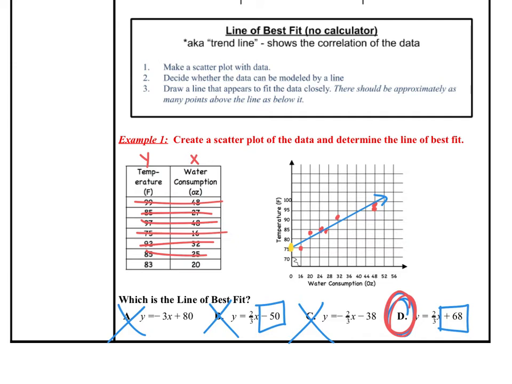So we're approximating. The biggest thing I need you to be able to do is make an approximate line, and then use your best judgment to see, okay, approximately what's my slope and approximately what's my y-intercept, and then choose from a list of options.